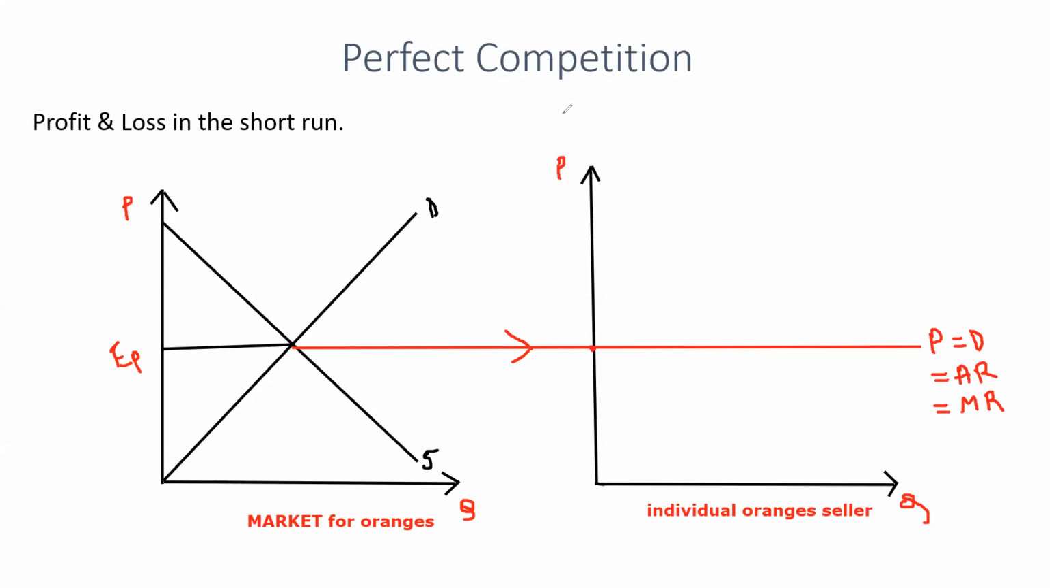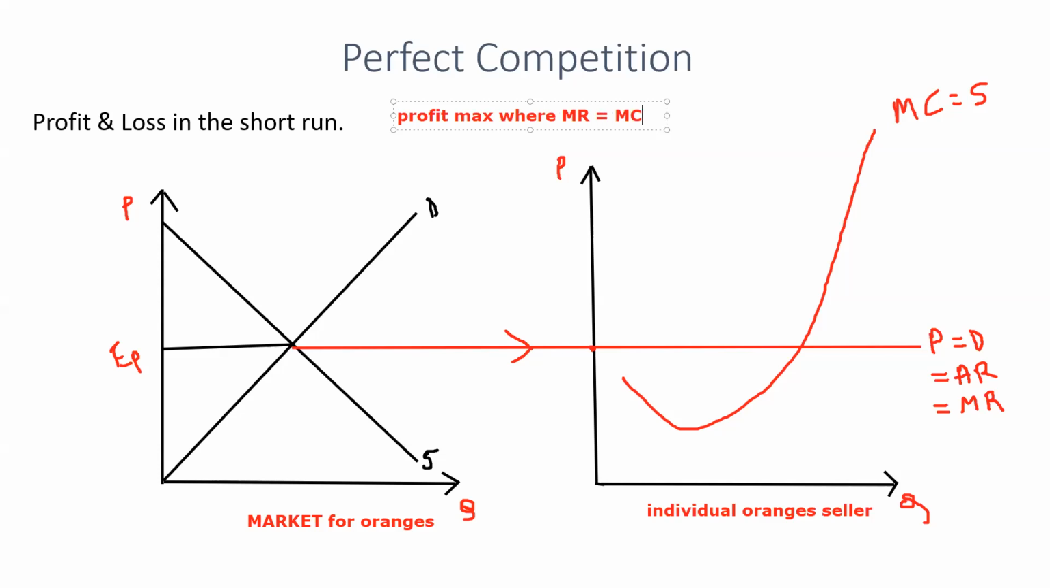The next part is my marginal cost curve. So this is my marginal cost curve, also my supply curve. Now remember a very important part: in a perfect competition, profit is maximized where MR is equal to MC, or in this case, where P is equal to MC, because your MR and P are the same, isn't it? So this is where profit maximization takes place.